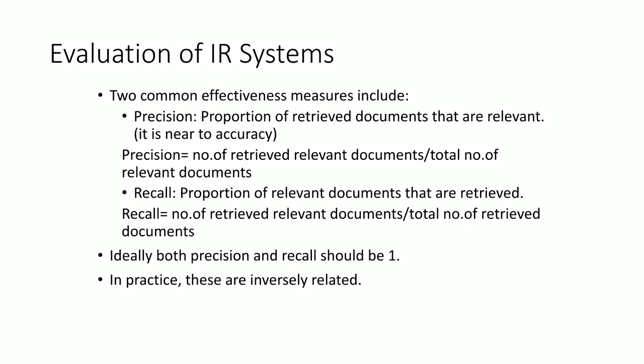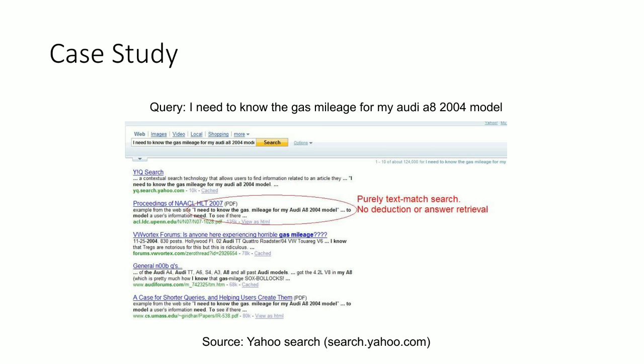Recall is the proportion of the relevant documents that are retrieved, which is equal to the number of retrieved relevant documents to the total number of relevant documents. For example, there are 10 relevant documents, but out of that only 5 are retrieved, so recall will be 5 upon 10. Ideally both precision and recall should be 1. In practice these are inversely related.